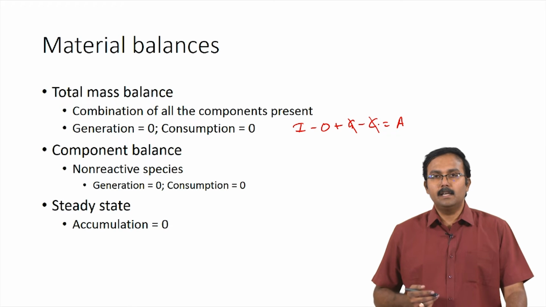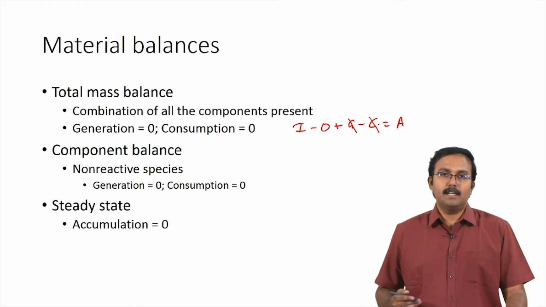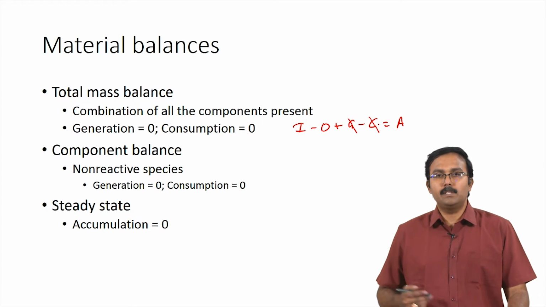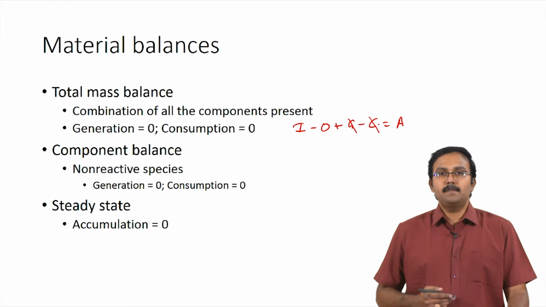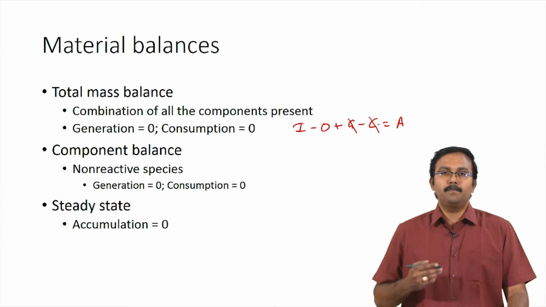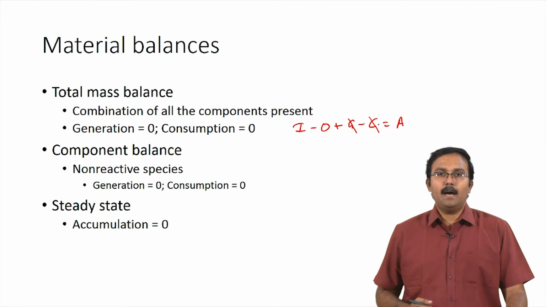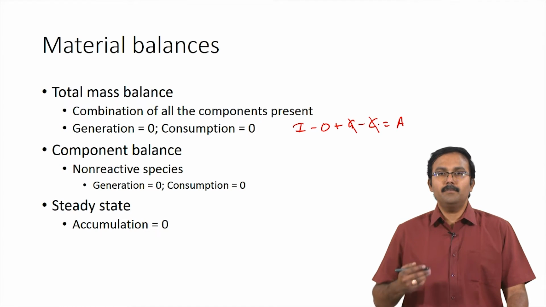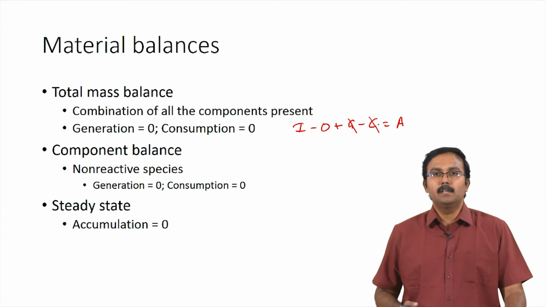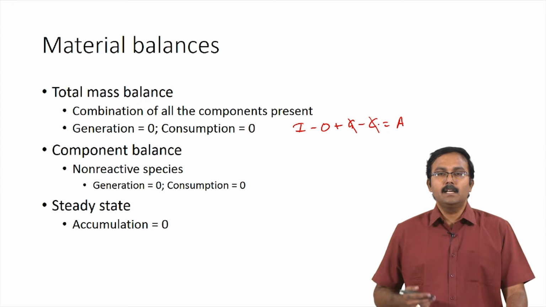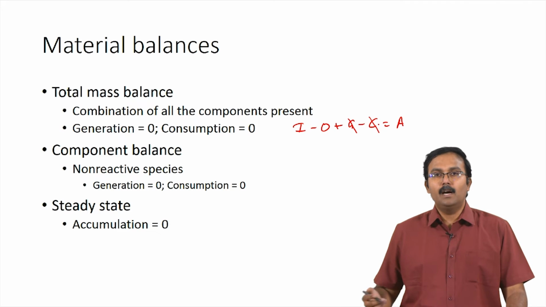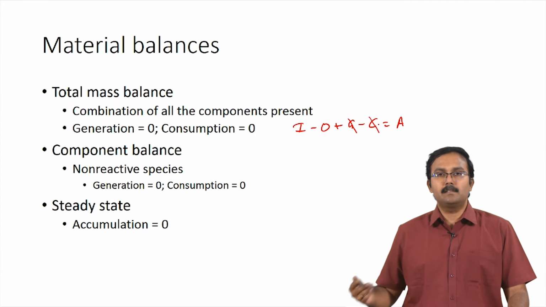Last but not least, for a process which is at steady state, accumulation would be equal to 0. When we described steady state, we mentioned that the parameters do not change with respect to time. When accumulation happens, some of the components would be building up within the system, which means there will be a change with respect to time. So, under steady state conditions, accumulation would be 0, and this is an assumption we will consistently make.